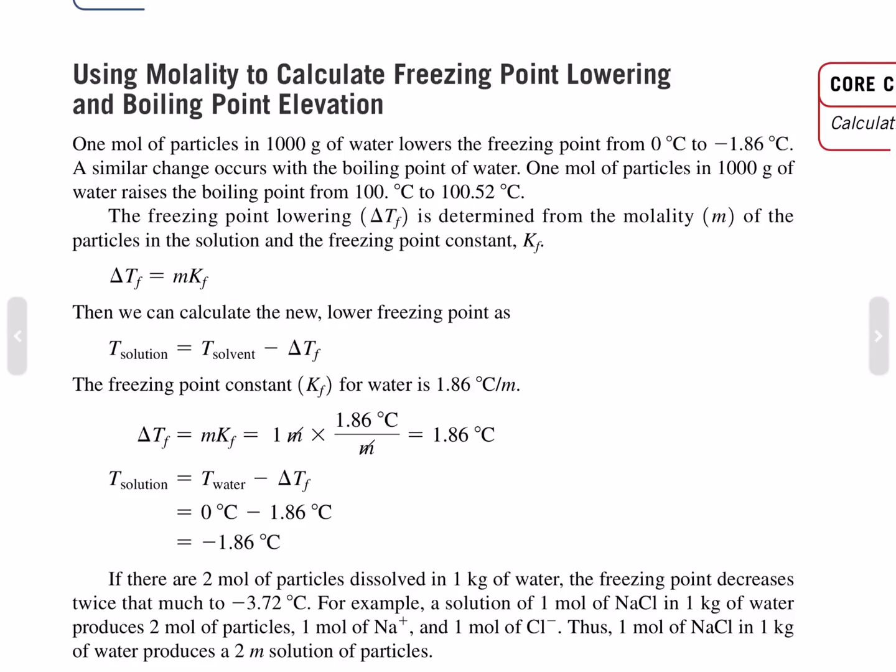The freezing point lowering, delta Tf, is determined from the molality of the particles of the solution and the freezing point constant, Kf. So delta T, the change in temperature, is equal to the molality times the freezing point constant. We can calculate the new lower freezing point as the temperature of the solution equals the temperature of the solvent minus the change in temperature. The freezing point constant for water is 1.86 degrees Celsius per molal.